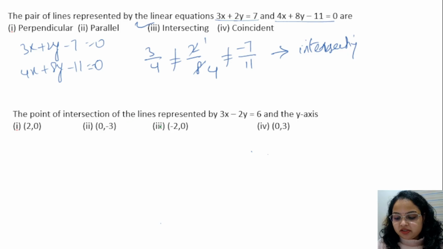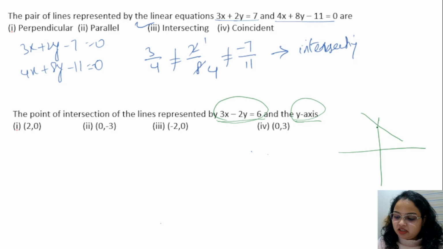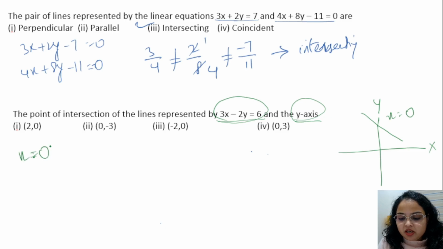Next one, the point of intersection of the line represented by 3x minus 2y is equal to 6 and the y-axis. Okay, this line and the y-axis. What is the point of intersection of these two? Okay, if we represent this on a graph, see, any line that is intersecting the y-axis, okay, this is the y-axis and this is the x-axis. If any line is intersecting the y-axis, that means the x value is 0. So we will substitute x value equal to 0 because this line is intersecting on the y-axis. So x value will be 0.